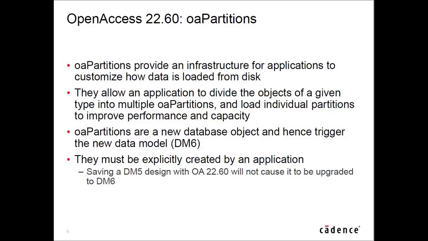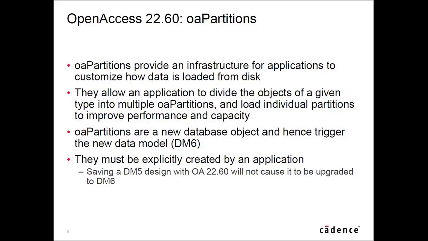They provide an infrastructure that allows applications to specify how they want data to be loaded from disk. So the application itself can take objects of a given type and divide them up into different OA partitions, and then later load those individual partitions one by one to improve their performance and capacity. Now, because OA partitions are a new class, a new type of database object, that triggers a new data model, which we are calling DM6.